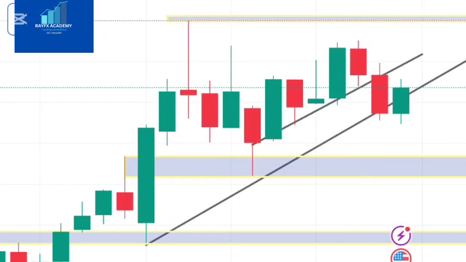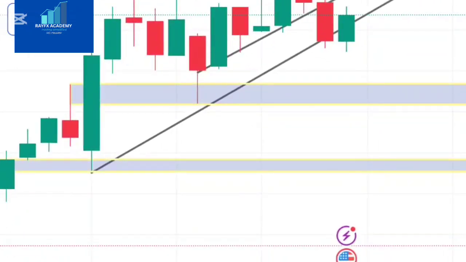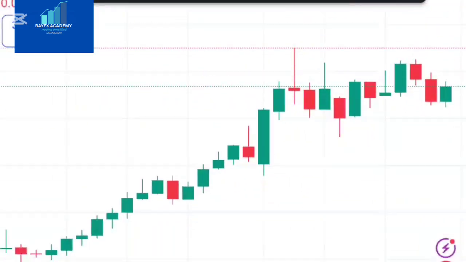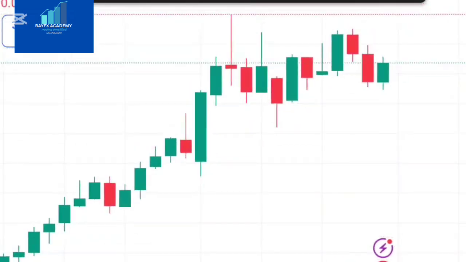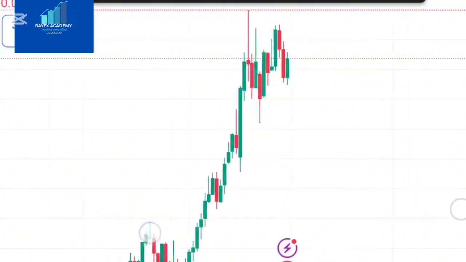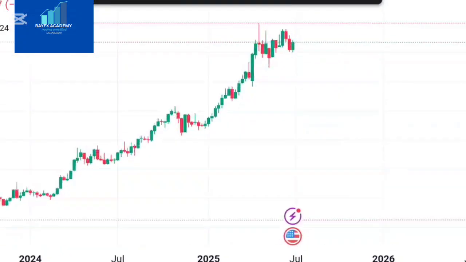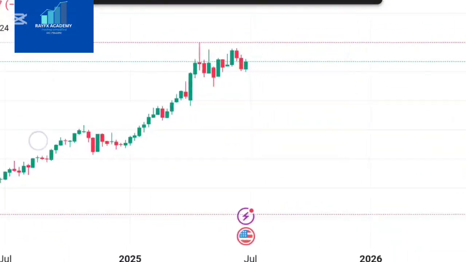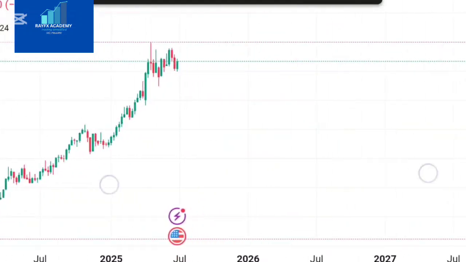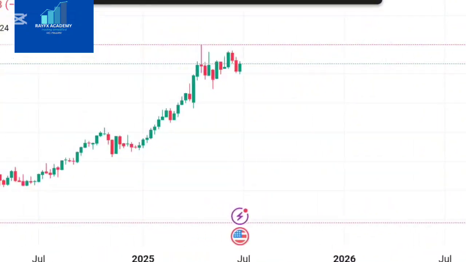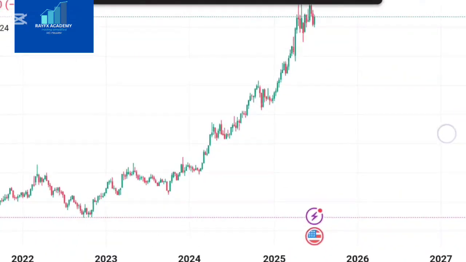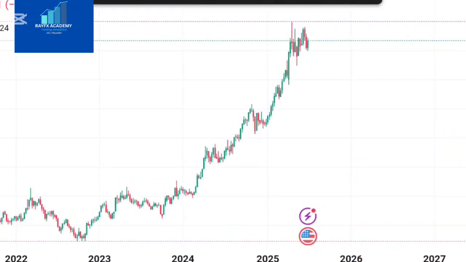Quickly, this is gold. Let me take out all these levels I've plotted. So now, how to analyze the market quickly. Now you see this is on our weekly time frame. If we zoom out, we see that this place where we are right now is an uptrend. This is gold spot, XAUUSD. This is an uptrend.